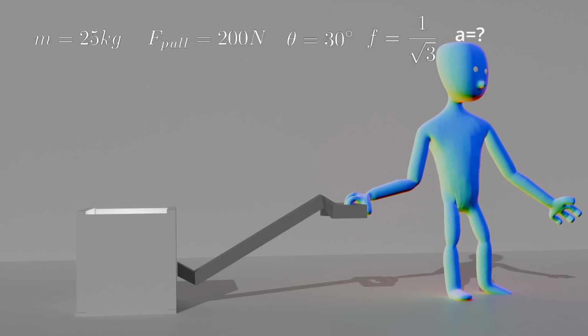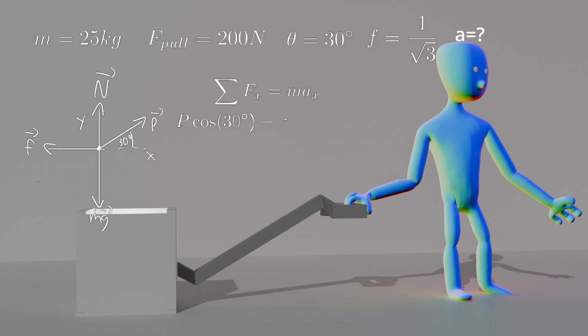The first thing you should always do in this kind of situation is to draw a free body diagram. Alright, we know that the weight pulls the box downward, and according to Newton's third law of motion, the normal force points upward. The friction, on the other hand, points to the left, opposite to the velocity. X is on the right side and Y is upward. We also have our pulling force P.